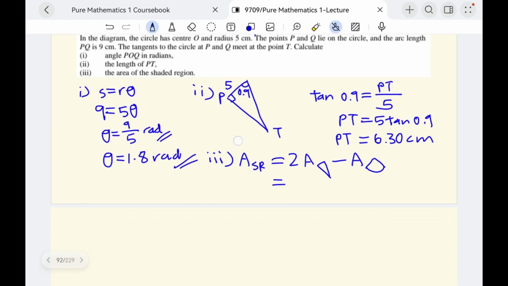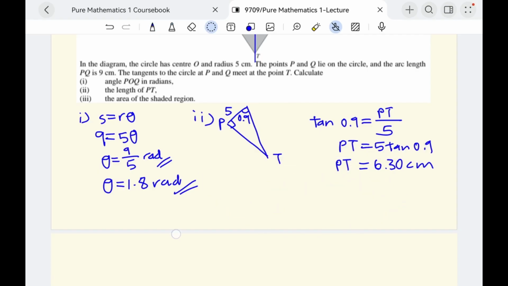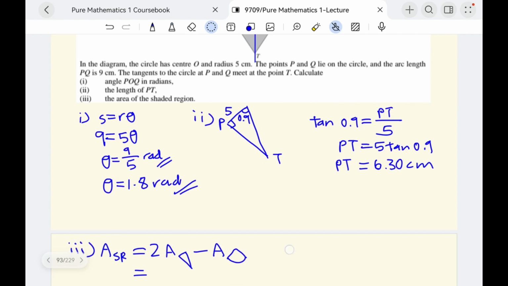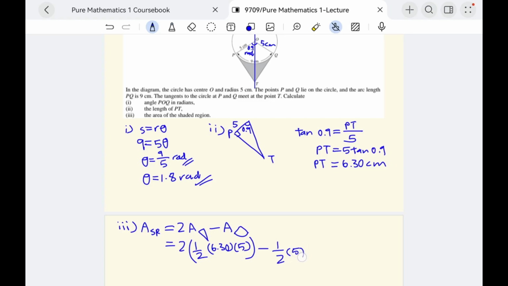Okay, let me move this to the other page. 2 times half of base times height, minus half r squared theta, 1 over 2, what is r? 5 cm, so 5 squared, and 1.8.